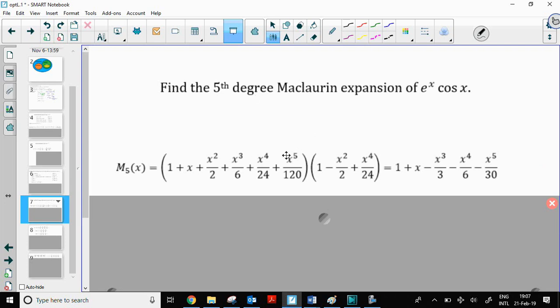So having an x to the sixth term here is useless. It's likewise with the cosine. X to the sixth does not help me. And then I just start multiplying.